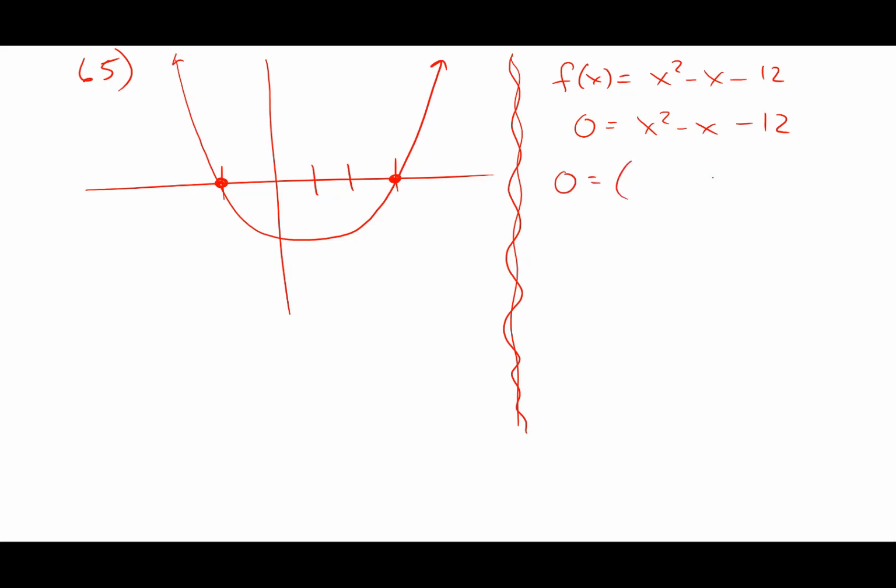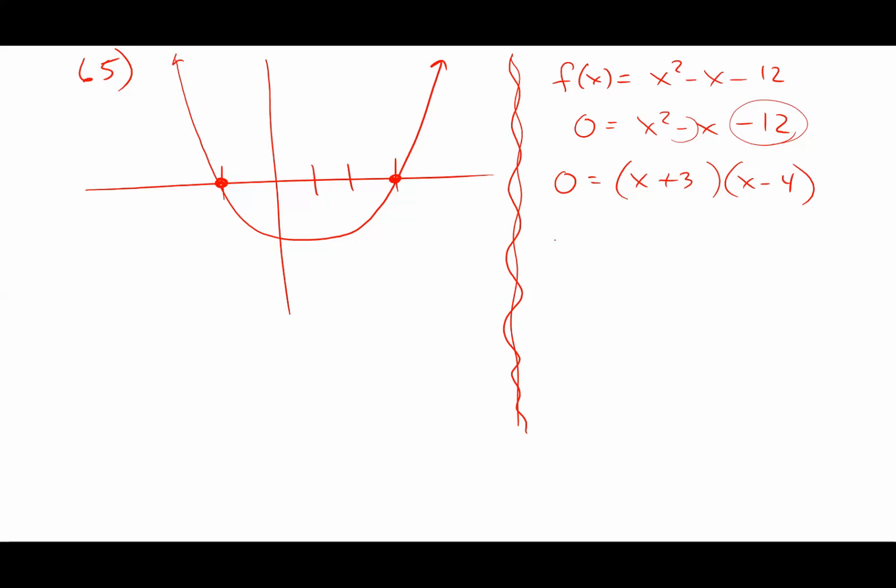So if I factor this out, let's see, I need two numbers that multiply to negative 12 and add to negative 1. 3 and 4. Almost. 3 and negative 4. I'll go with that. All right, 3 and a negative 4 would do it. We good? That's the factoring process.